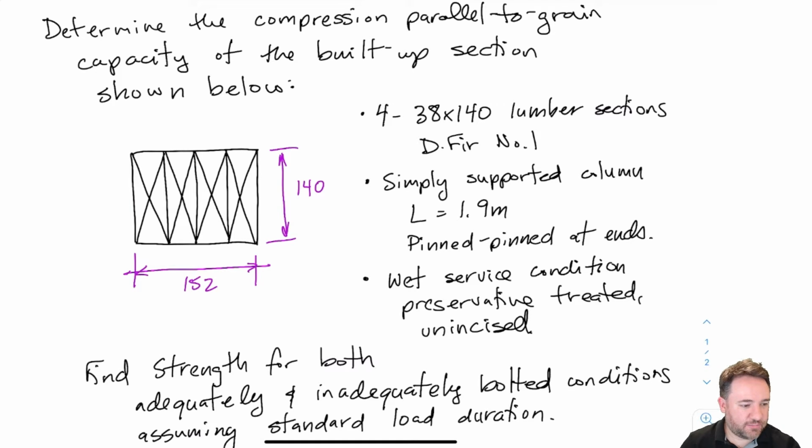And we're going to compare what is the strength of this column if I do it as a built-up section or if I do it as a section that is just basically 4 individual members which happen to be sitting right in the same place. So the first thing that we're going to do is to determine all of our modification factors and determine our strengths, which come from the tables in the standard.